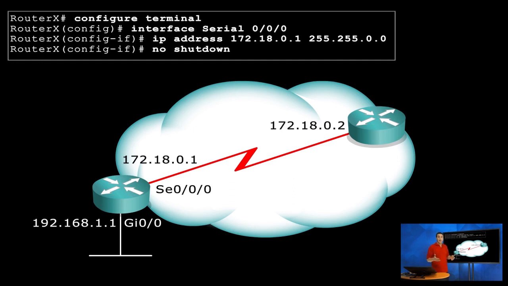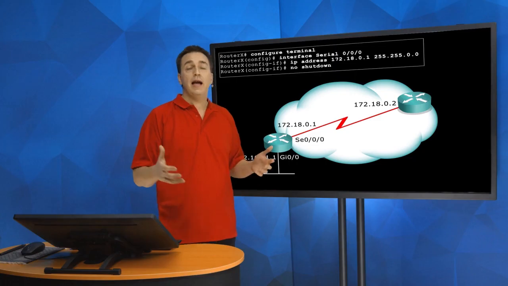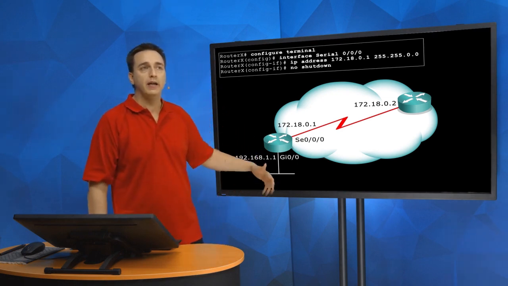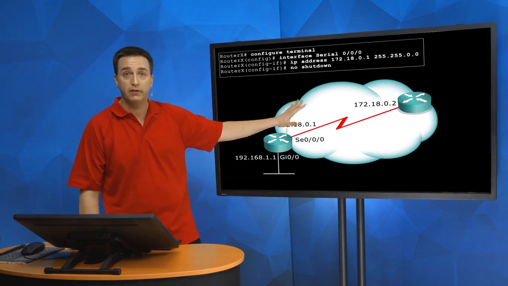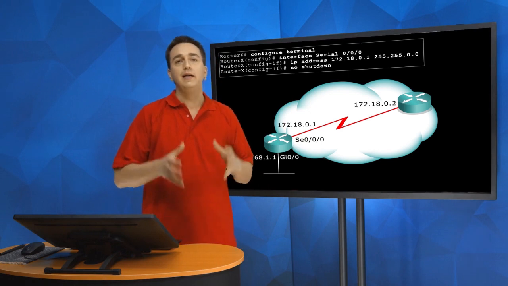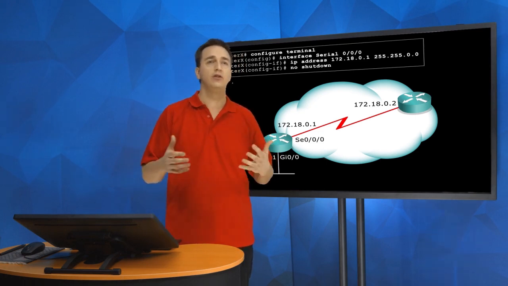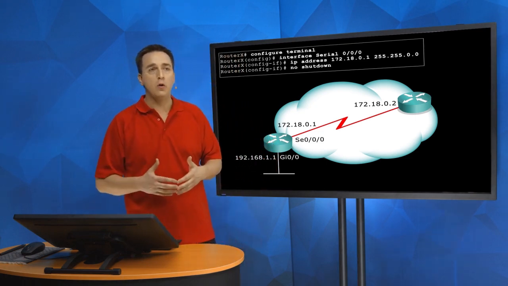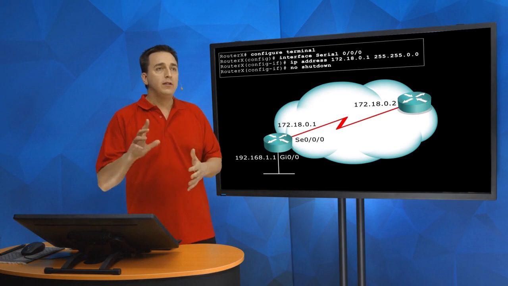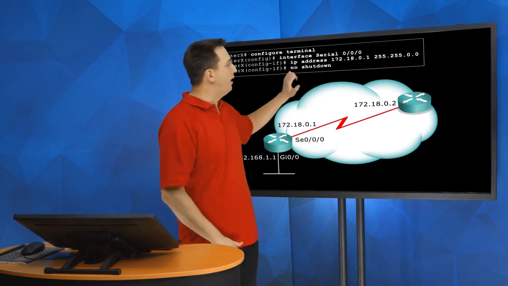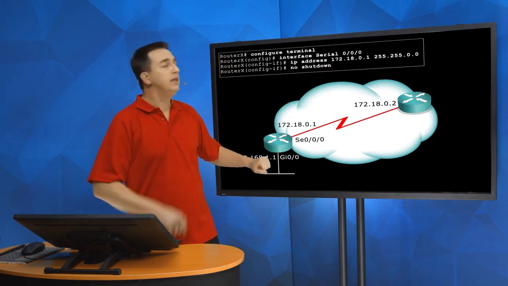But we're also going to need an IP address here. So the IP address is going to be configured by typing in ip address in interface configuration mode, followed by the address itself, so 172.18.0.1, and the subnet mask, in this case, it's 255.255.0.0.